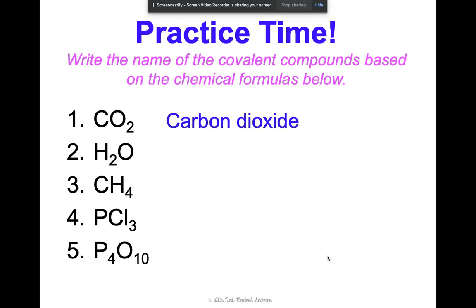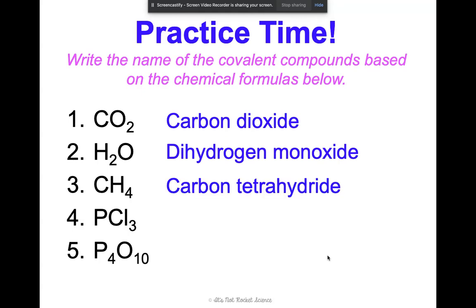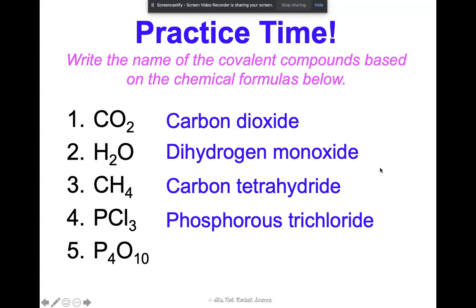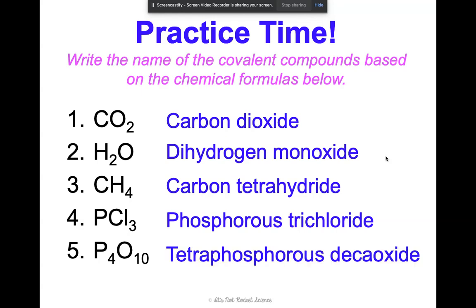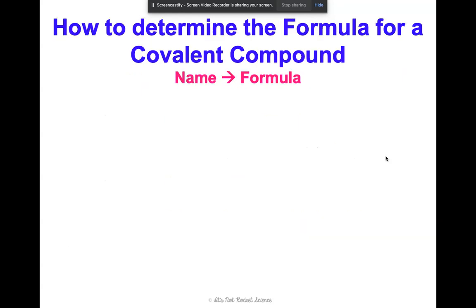So this is carbon dioxide. This is dihydrogen monoxide. This is carbon tetrahydride. This is phosphorus trichloride. So this is an example of where we only have 1 phosphorus. You would not add mono at the beginning. And then number 5, we have tetraphosphorus decaoxide.